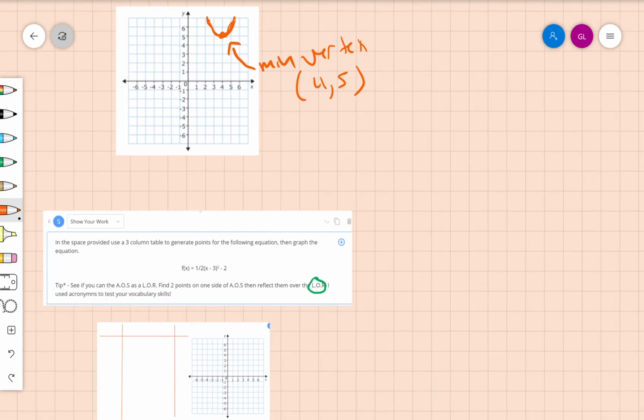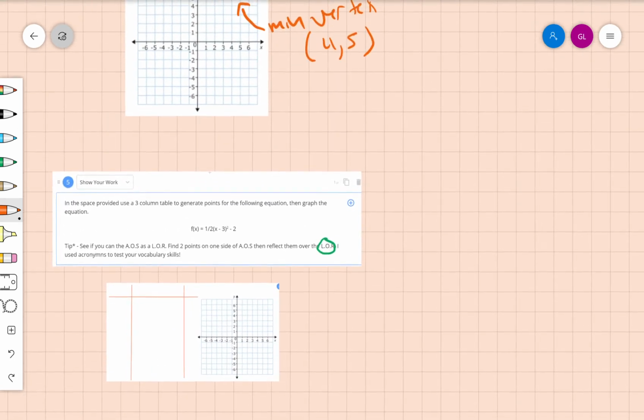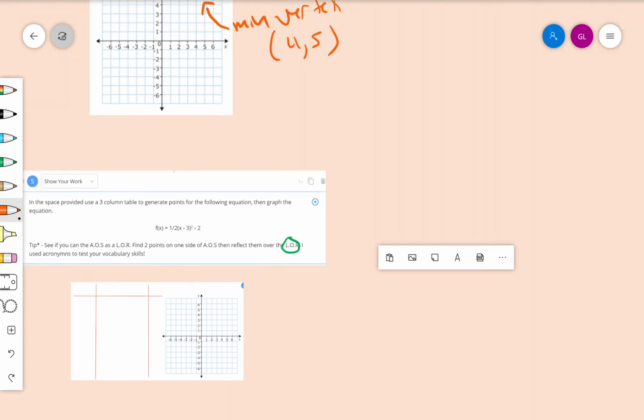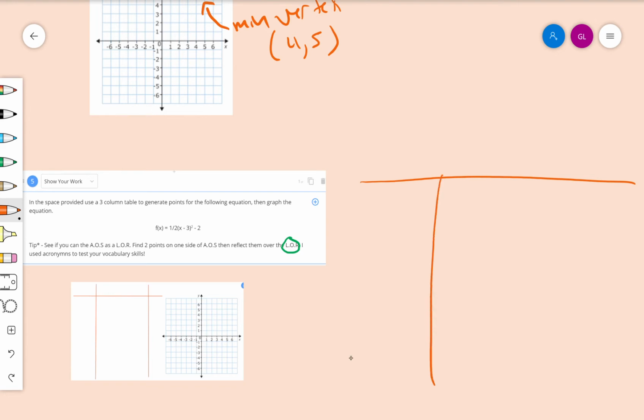Last one, question 5. Now, question 5, I was kind of getting to what we already did up here for question 1, where we're using the axis of symmetry as a line of reflection. So we can graph one point and then reflect it over the AOS. So now let's see how we can make this work. I gave you space for a 3-column table, but I'm going to need a little more space, so I'm going to draw a 3-column table over here. This is x, this is f of x, and then that's going to be the function in the middle there.